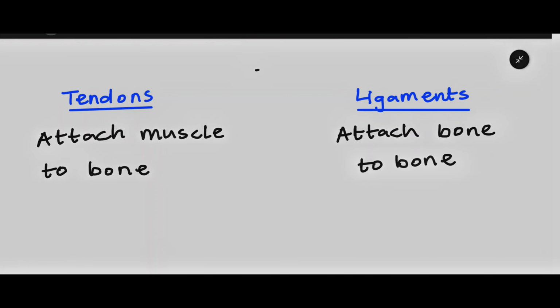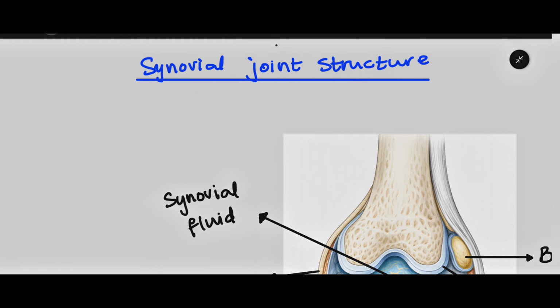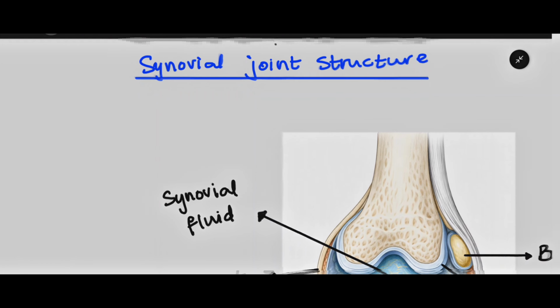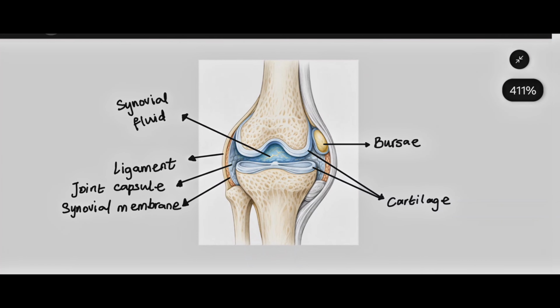In addition to tendons, we have ligaments which attach bone to bone. Now let's look at what a synovial joint is made out of. So a synovial joint is a freely moving joint, and you have synovial joints all over the body, and these are the different components of a synovial joint and what they do.